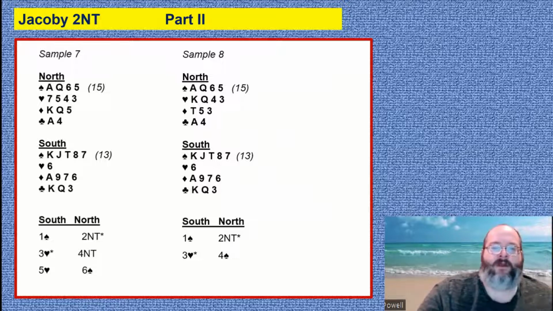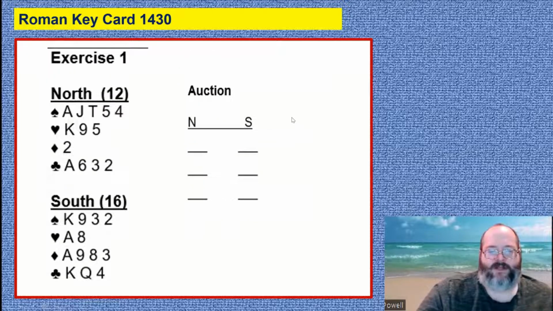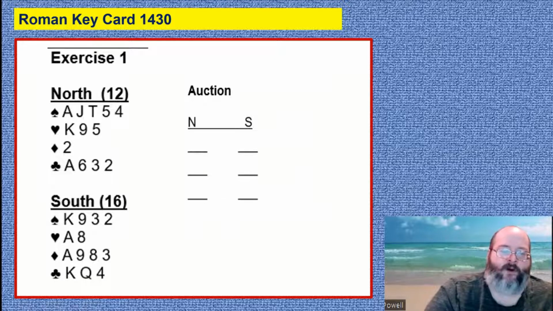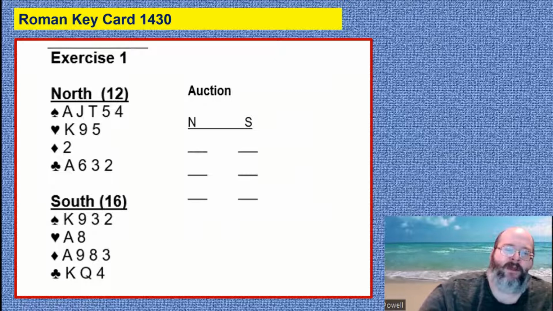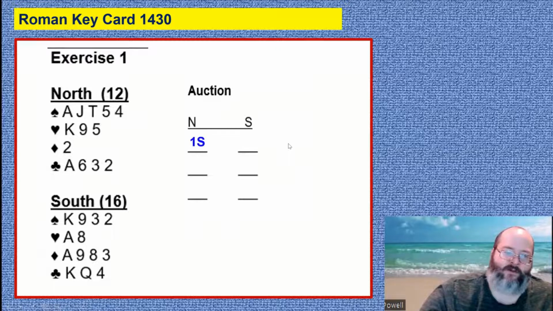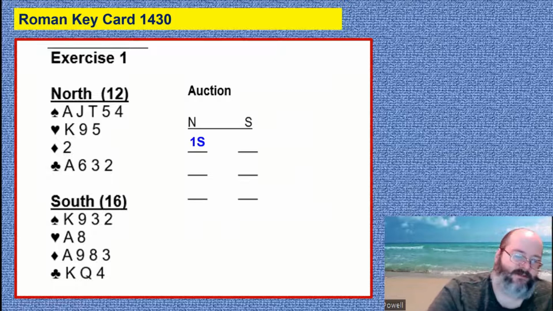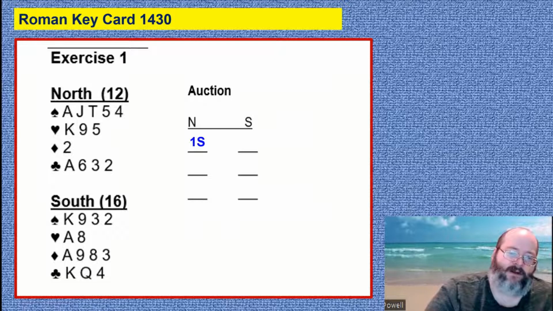All right. Let's look at an example. This is exercise 1 in your packet. I'm just going to do a couple exercises. I'm not going to do them all. So on this one, North is the dealer, and North opens 1 spade, right? 12 points, minimum type hand. South, 16 points, 17 with distribution. That's a good hand, right?